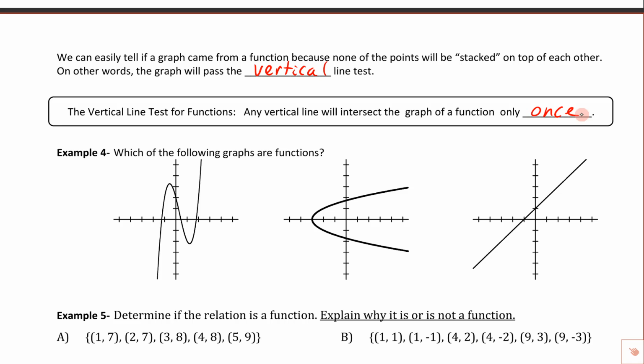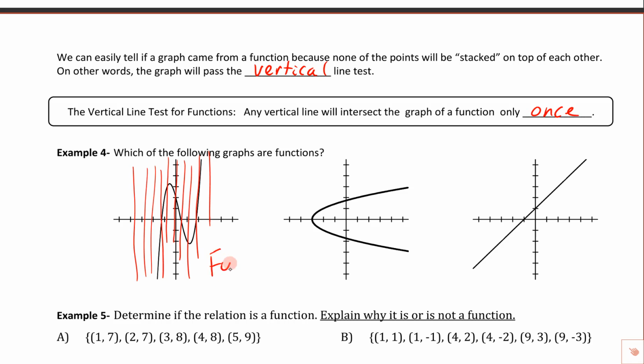So on example 4, it says, which of the following graphs are functions? So if we take a look at each one of these, I'm going to draw some vertical lines here. So this one doesn't cross it at all, but I start crossing it once, cross it once. I just draw a whole bunch of vertical lines, and we see if there are any that are stacked on top of each other.